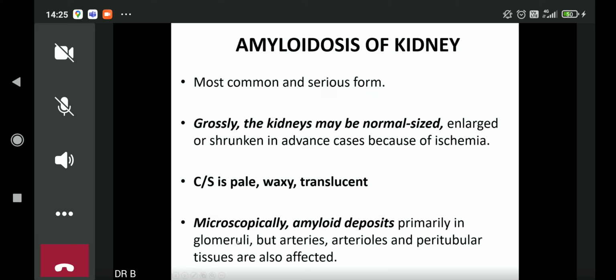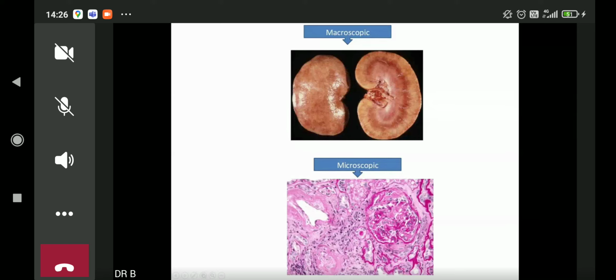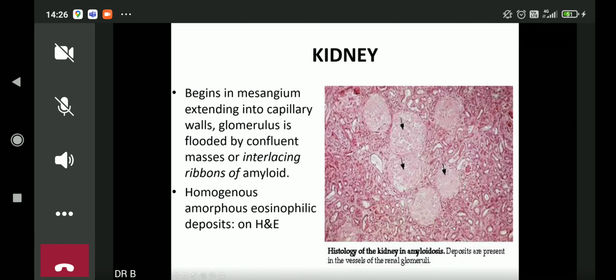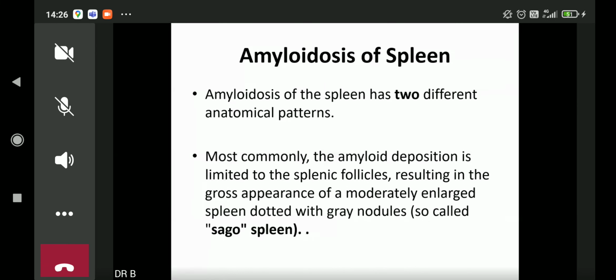Microscopically, this is a glomerulus and it's a special stain which is showing that there is this pinkish deposition occurring all around the basement membrane. It is extracellular. Again, this is the mesangial area in the glomeruli where it starts as a homogeneous, amorphous eosinophilic deposit.